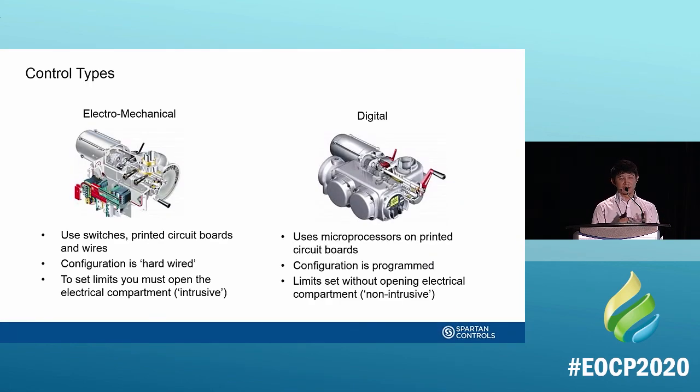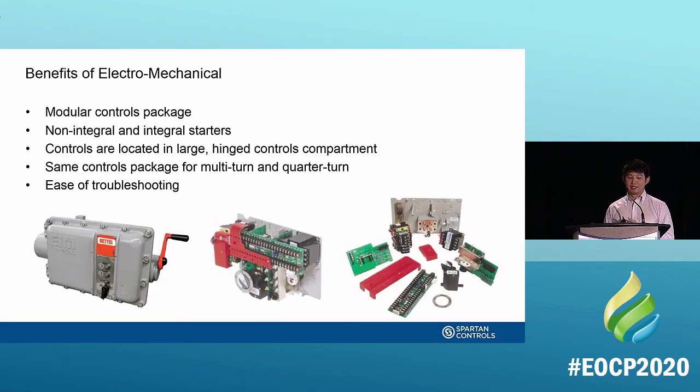Now going into the control part of electric actuators. This is the fun part of why electric actuators are moving us into the 21st century. With electric actuators, there are two different types of control: electromechanical and digital. In olden times, they used to be mostly electromechanical. Those are printed wiring boards, and those are very reliable, very easy to troubleshoot. Generally modular, they look a bit like this.